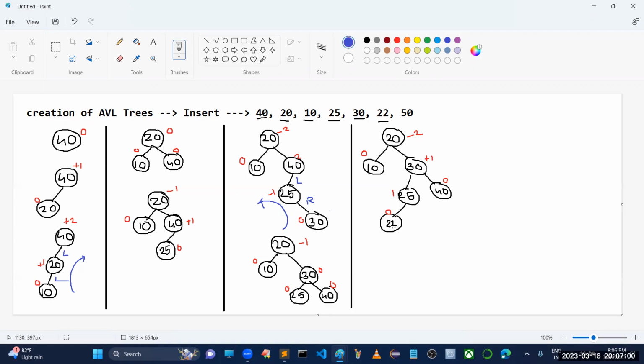Sir, by adding 22, we are getting a problem. It is left child to left. LL means which rotation we have to do? Right rotation. LL means which rotation we have to do? Right rotation. Like this we have to do.